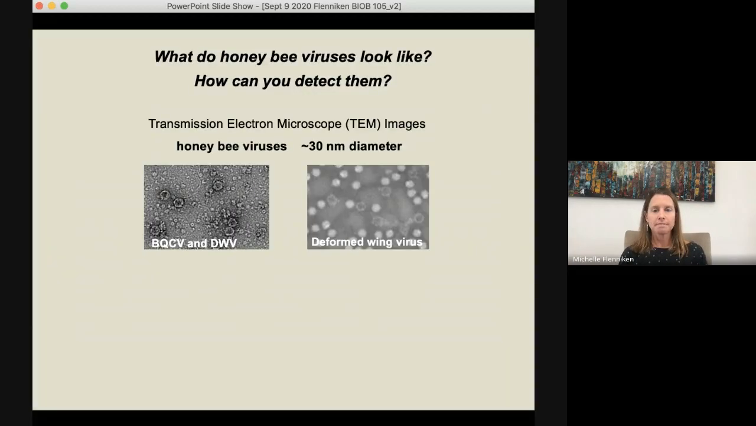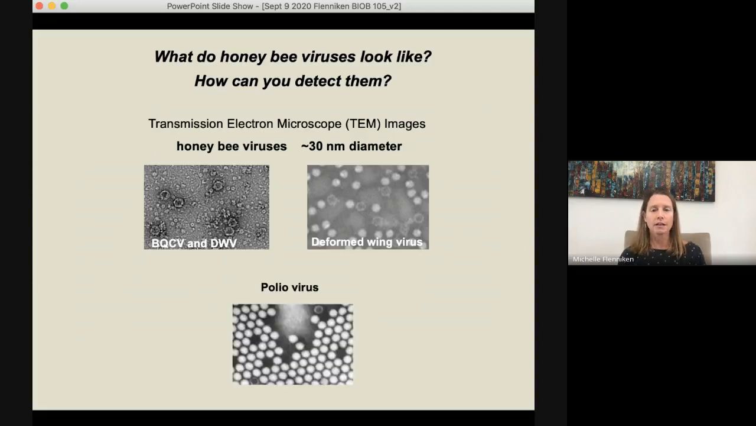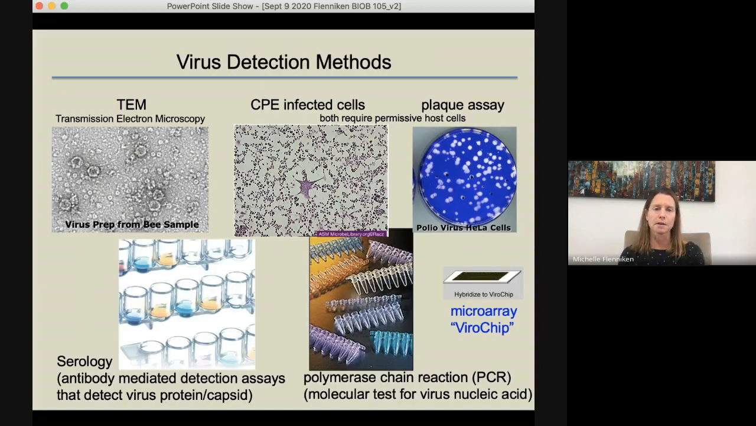How do we detect them? Well, I showed you a transmission electron microscope image earlier. This wouldn't be a great idea for SARS or any of the viruses that we study, because a lot of viruses look similar under the transmission microscope. These are black queen cell virus and deformed wing virus, which infect bees, and then the polio virus, which of course infects humans. All of these are 30 nanometer icosahedral, or soccer ball shaped, viruses. So you're not going to use a microscope.